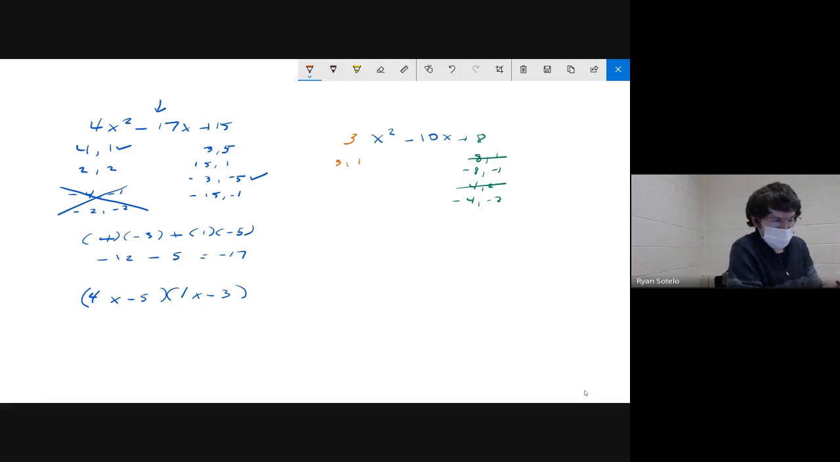Okay, so how do I make negative 10? I think it's going to be 3 and 4 make negative 12. And then 1 and negative 2 make negative 2. That's not right. So, well, now I'm having trouble with this one.